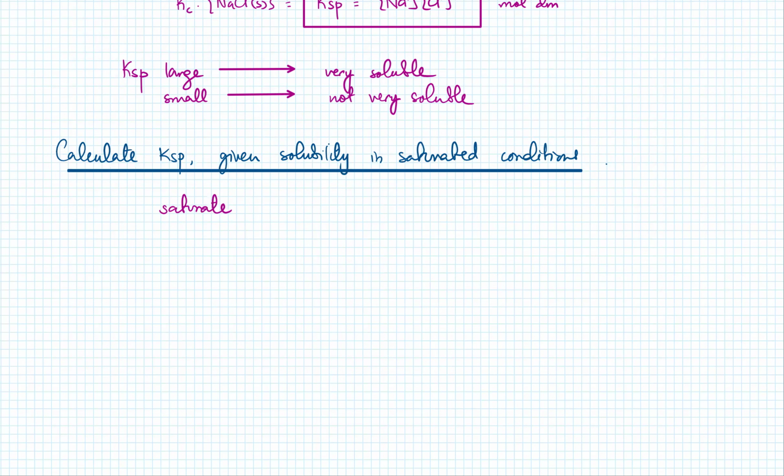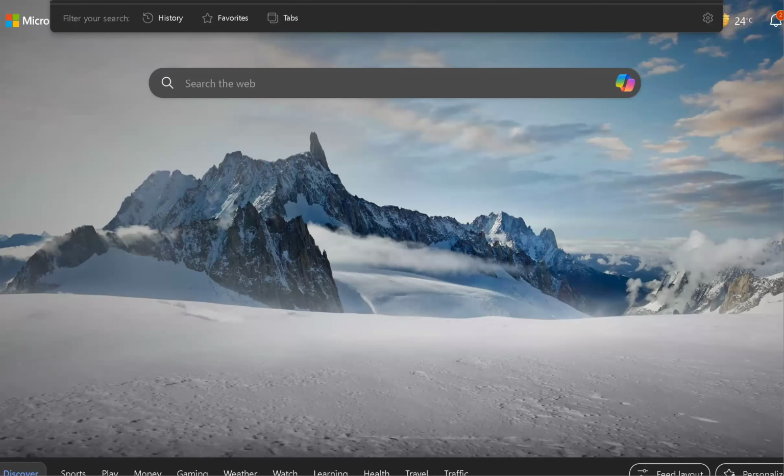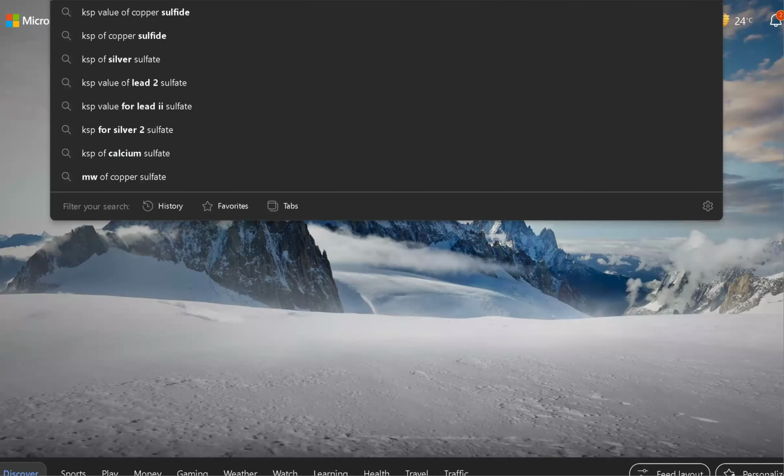Sir, I have a question. By large, what does that range equal to? No, it's all relative. There's no borderline. It's relative compared to other salts. If I say NaCl is soluble, the question is compared to what? So you have to make a comparison with some other salt, maybe compared to copper sulfate. What is the Ksp value of copper sulfate?